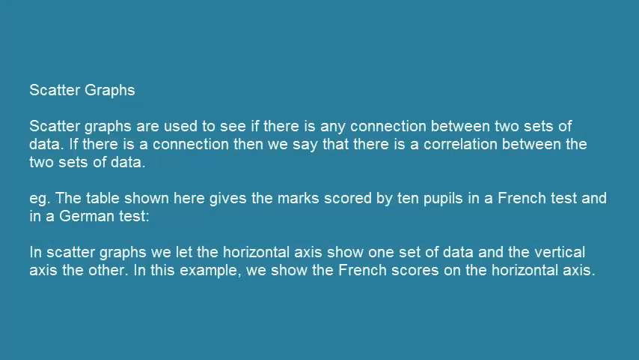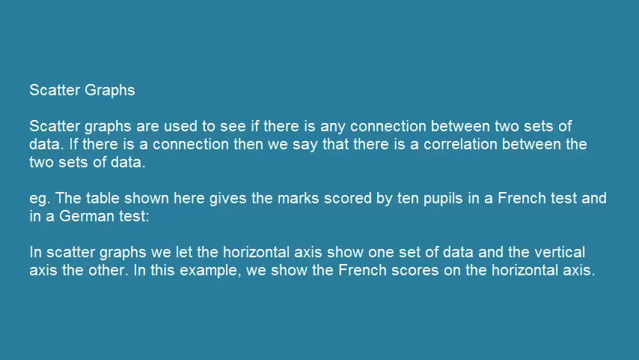Scatter graphs are used to see if there is any connection between two sets of data. If there is a connection, then we say there is a correlation between the two sets of data. For example, the table shown here gives the marks scored by 10 pupils in a French test and a German test. In scatter graphs, we let the horizontal axis show one set of data and the vertical axis the other.